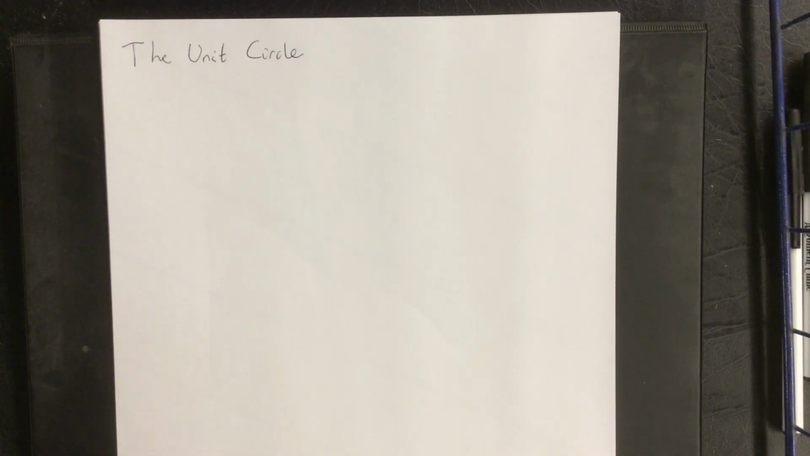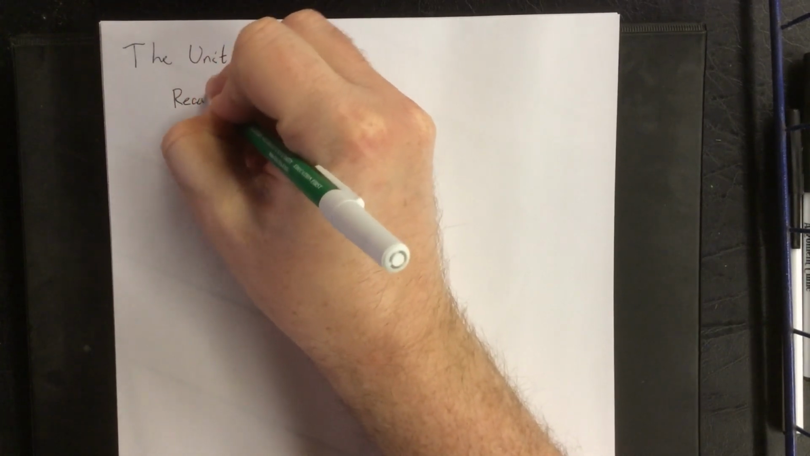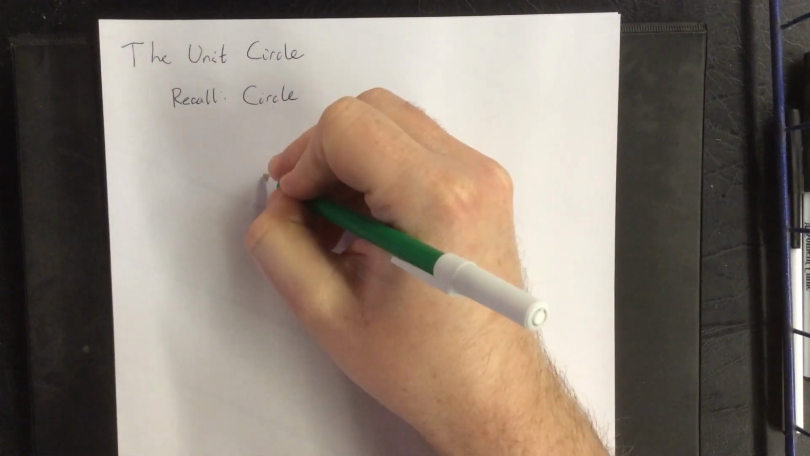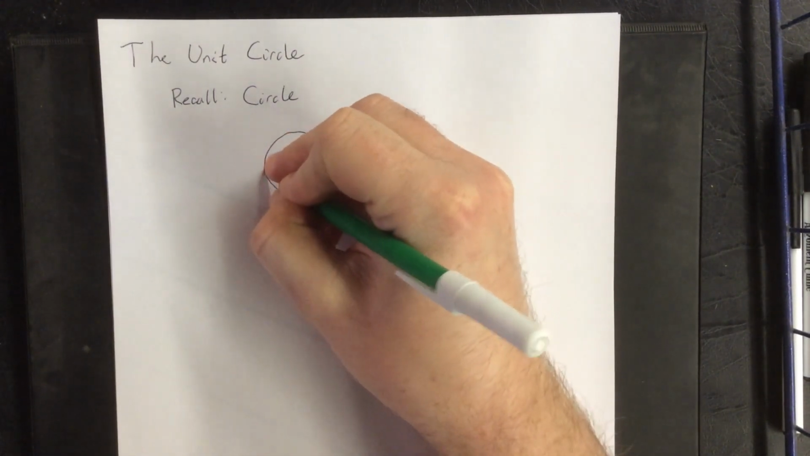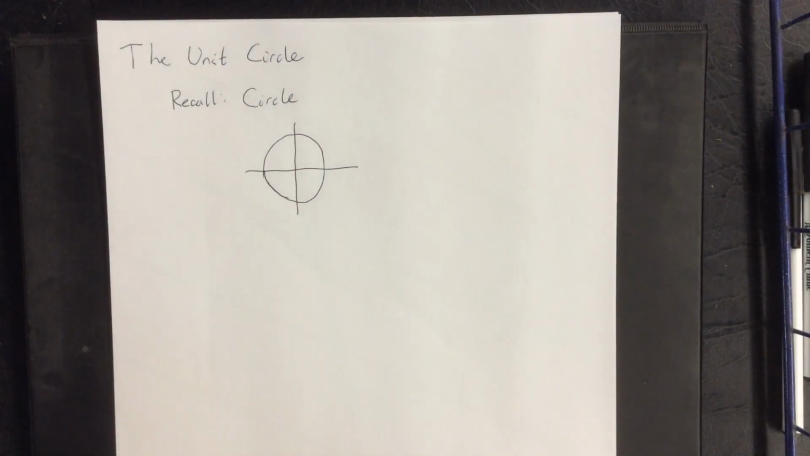So in this video, we're going to be taking the idea of trigonometric ratios of any angle and extending it to what we call the unit circle. So I will ask you to recall with me the equation of a circle that is centered at the origin with a particular radius.